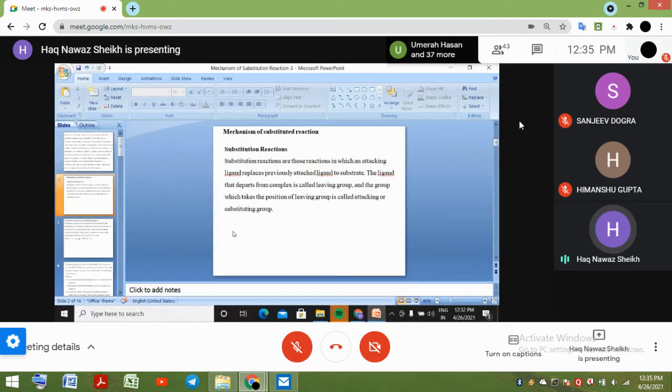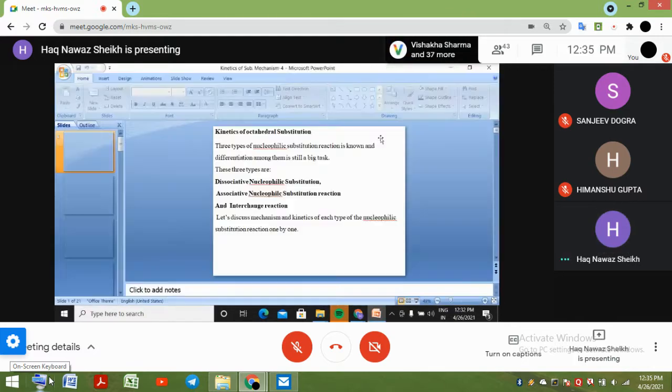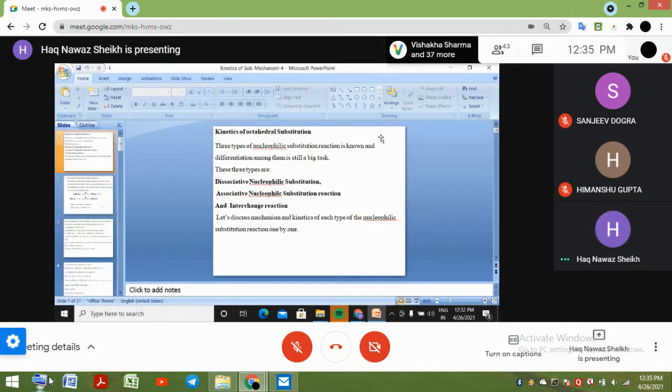So that is all about the general reactions of the substitution reaction. Now let's go to the kinetics. There are three types of nucleophilic substitution reactions, and differentiation among them is a big task. The three types are dissociative, associative and interchange. Let's discuss the mechanism and kinetics of each of these.